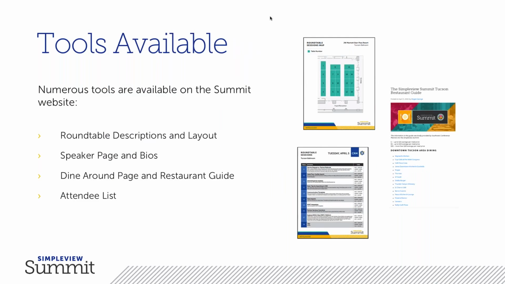Next up, just another tool that is available on the Summit website. We've got roundtable descriptions and the layout, the speaker page and bios, information on dining around, and the restaurant guide for people that want to go out for dinner on any of the nights that we have as open free nights. And the attendee list is there, so in case you want to see which are your friends from previous years or which are some of the other DMOs you want to talk to, check that out, and you can have all that information available.